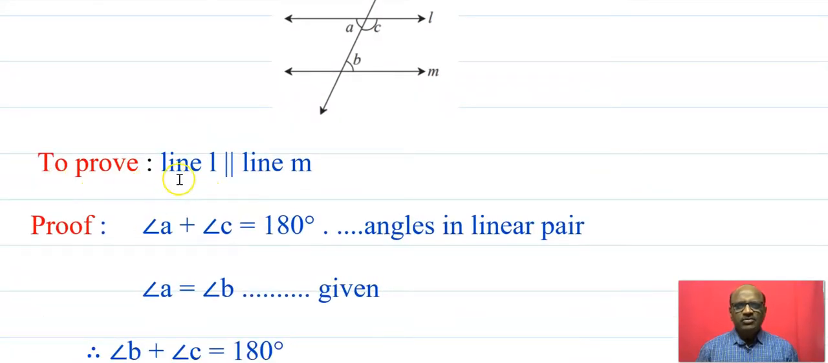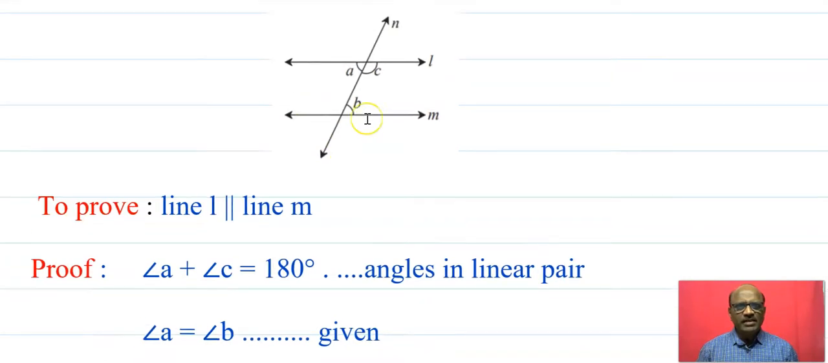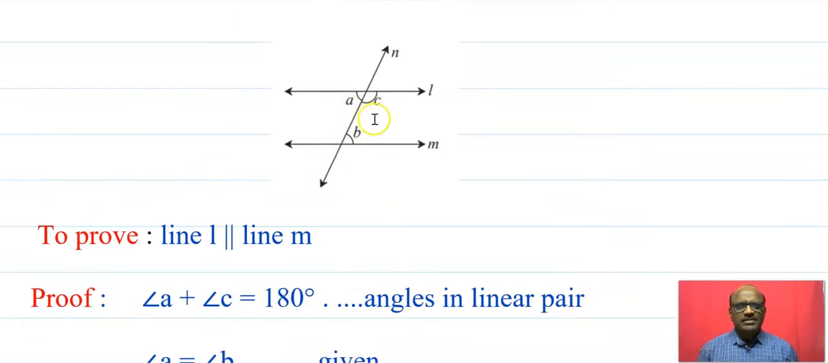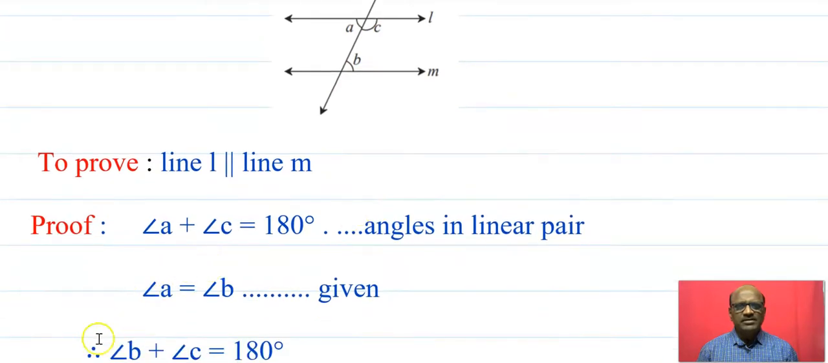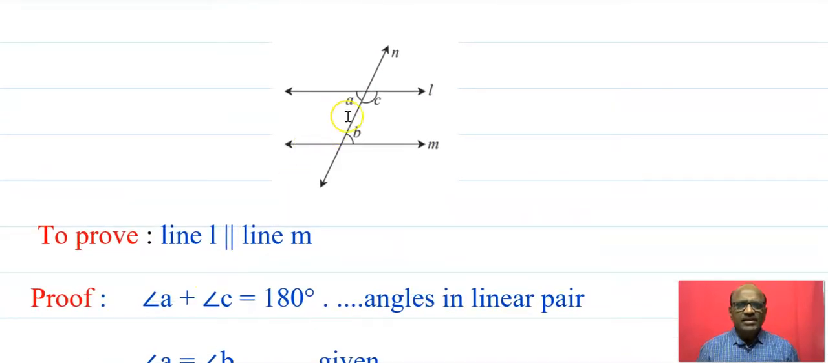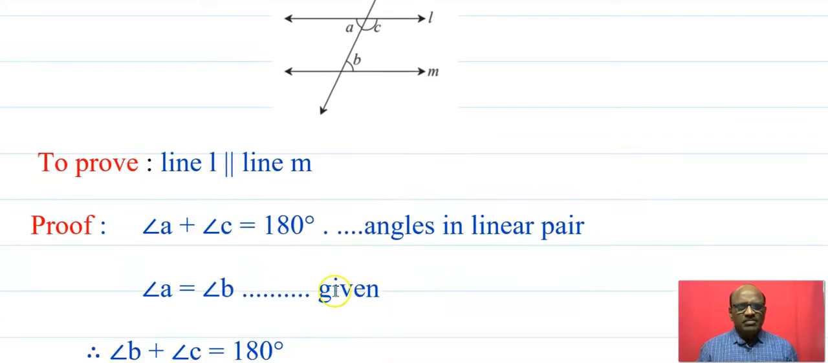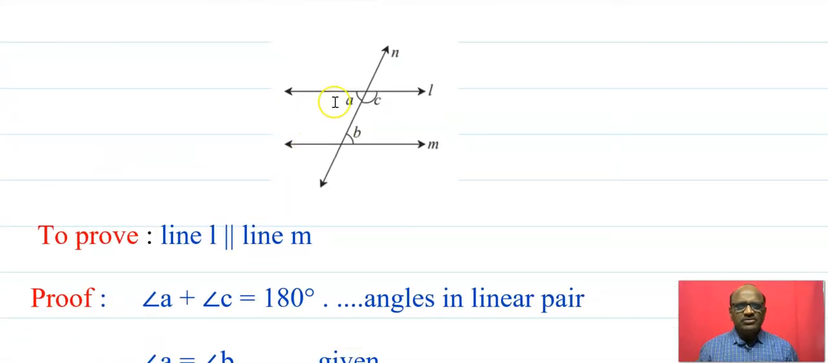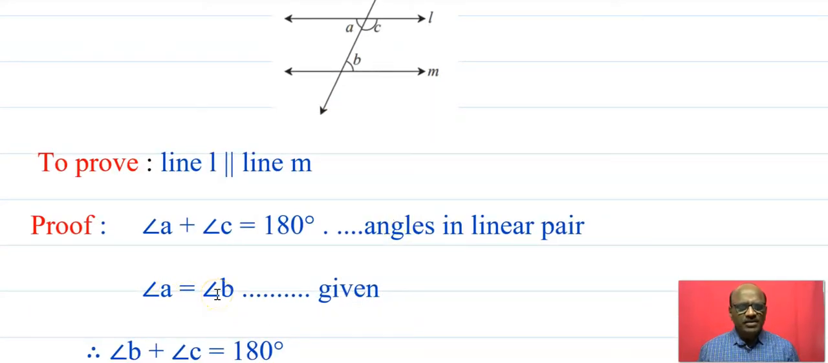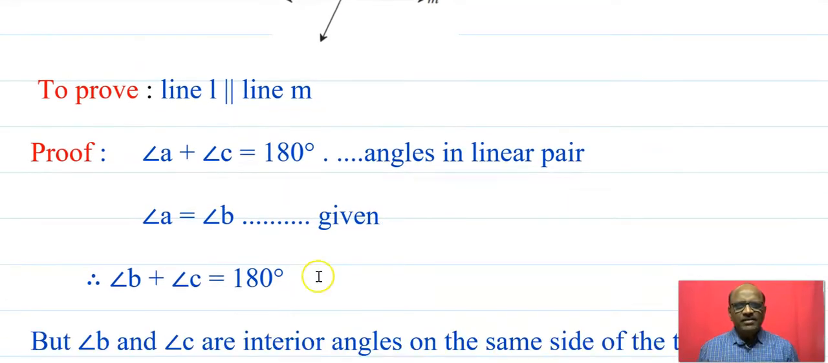Now here, we want to prove that line L is parallel to line M. In this figure, angle A and angle C are linear pair angles. Therefore, the measure of angle A plus the measure of angle C is equal to 180. But also, angle A is equal to angle B. This is given. Therefore, in place of angle A, we replace angle B. That is, the measure of angle B plus the measure of angle C is equal to 180.